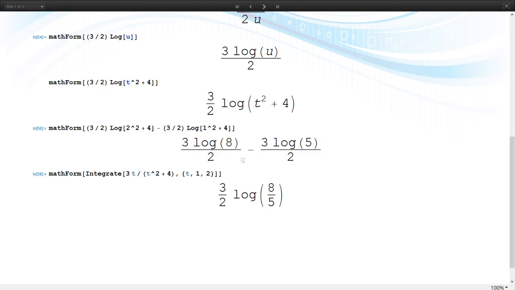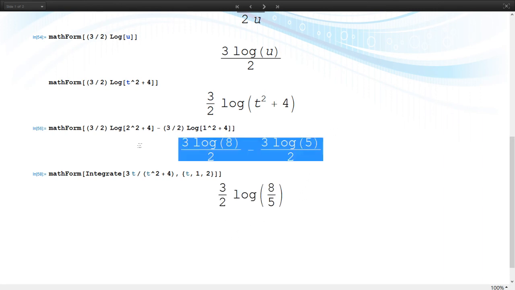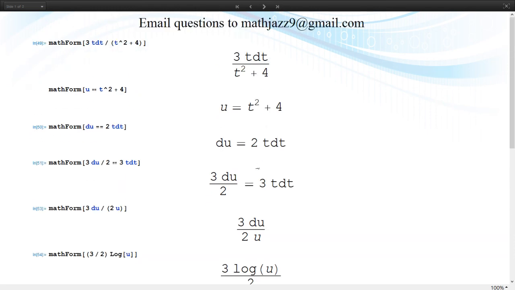If you combine these logs, we get 3/2 as our coefficient. And since we're subtracting, this 5 goes into the denominator of our argument. So we can do this by hand, even though we can also do this with Mathematica. That was a fun problem. That was the first integration problem that we've done in the live stream. That's cool.